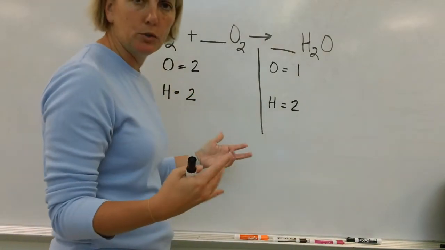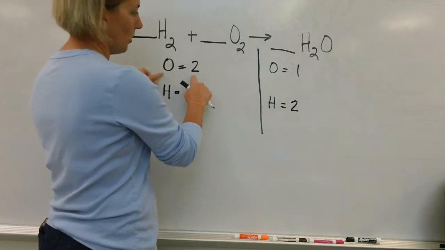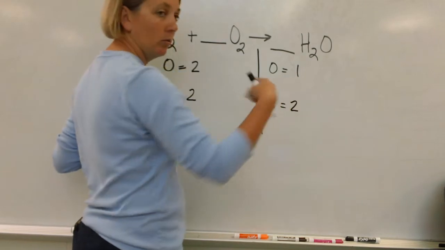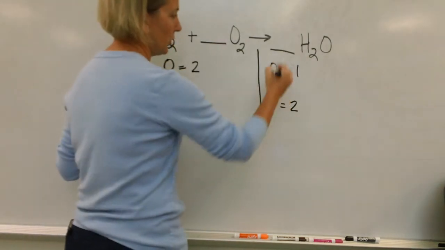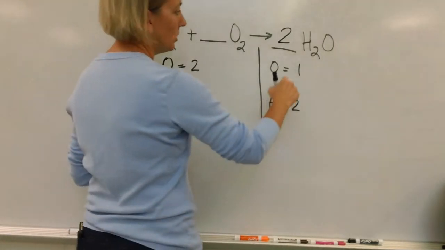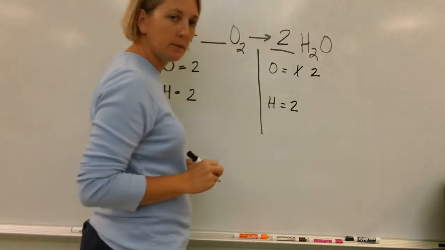So here's where we have to know those times tables, and it's heavy stuff here. We have to know our 1s, 2s, 3s, maybe sometimes our 4s times tables. All right, I have 2 oxygens here and 1 here. What number times 1 will give me 2? And the answer is 2. So I have to put a 2 here. Okay, by doing that, 2 times 1, that gives me 2 oxygens.